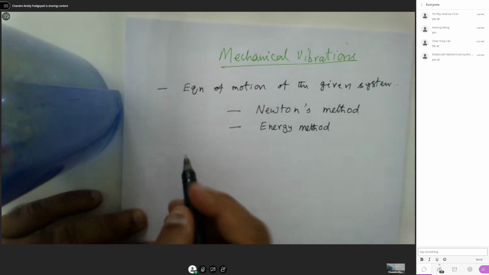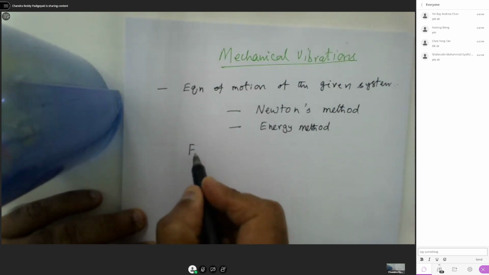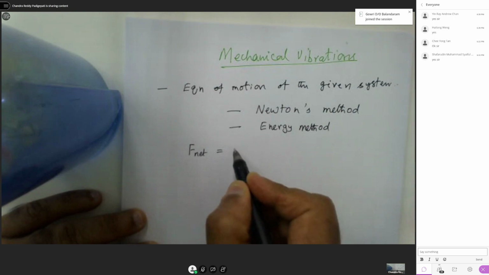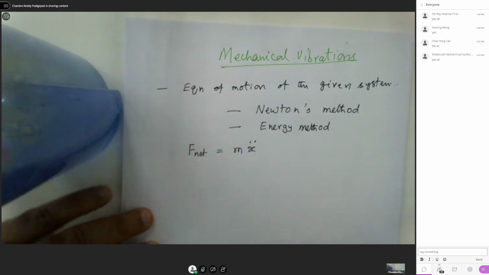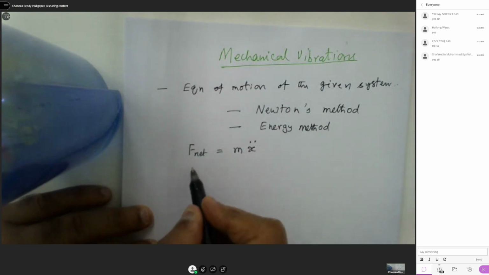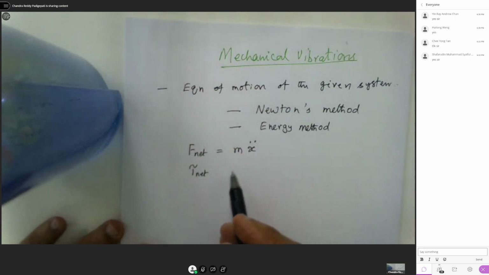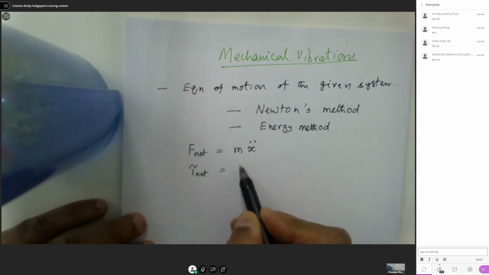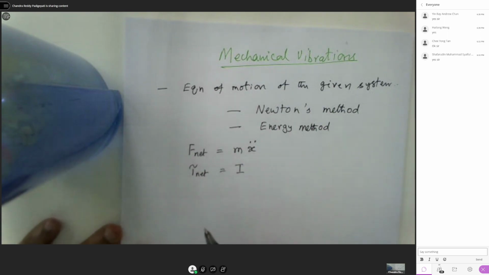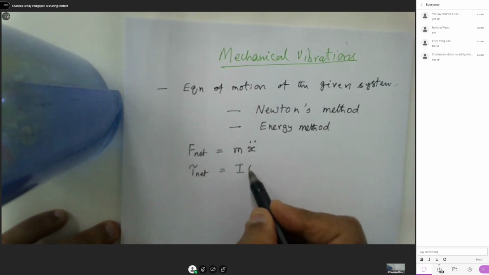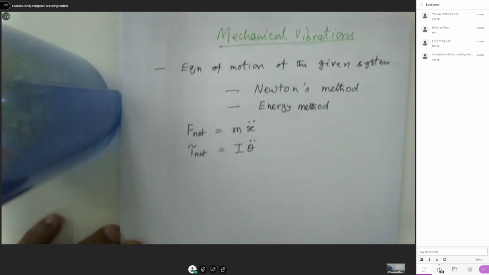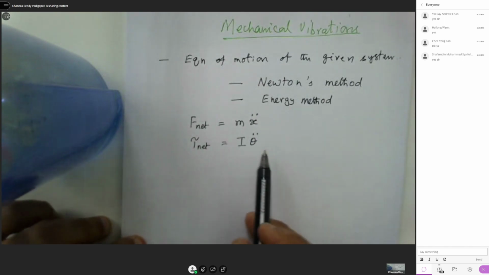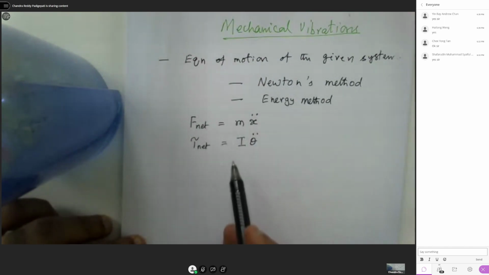When we are using Newton's method, the net force acting on the system we write as m x double dot. The same thing, if the motion involves rotation, then the net torque acting on the system we can write as the mass moment of inertia of the system, I, multiplied by the angular acceleration, theta double dot. So we can apply one of these methods.